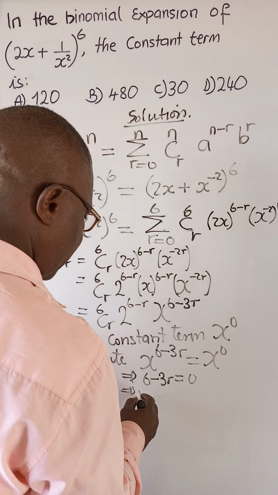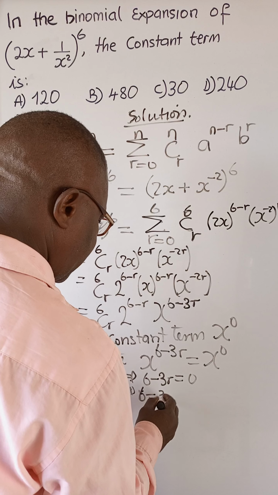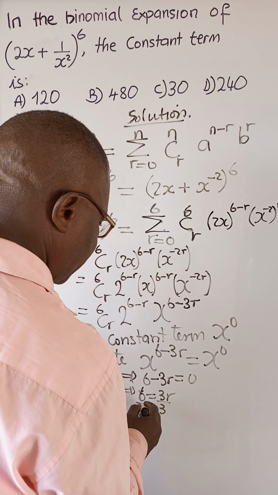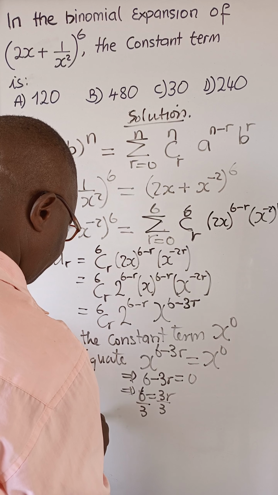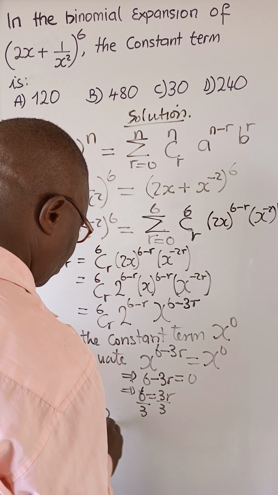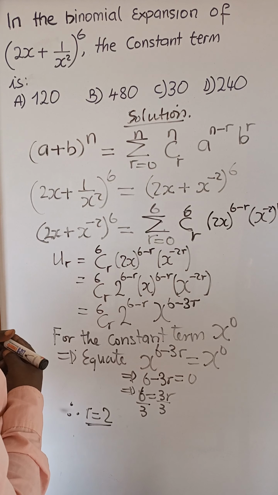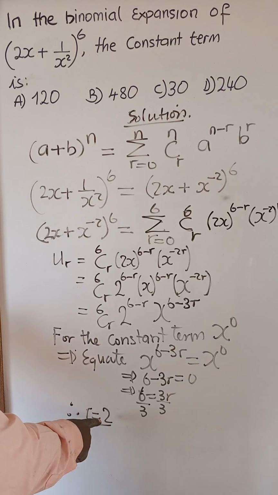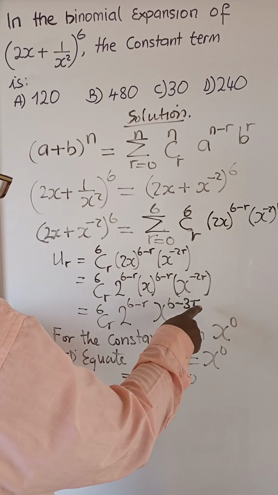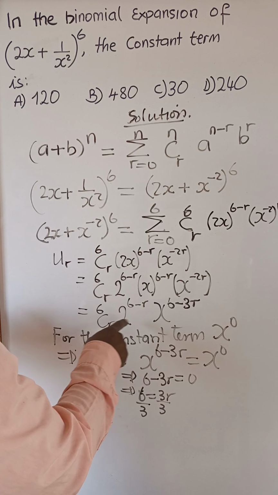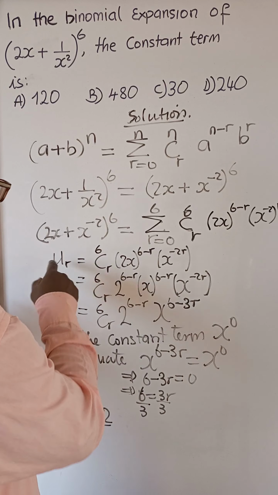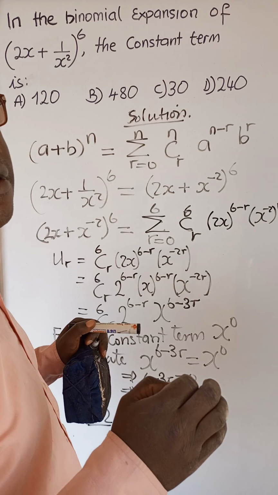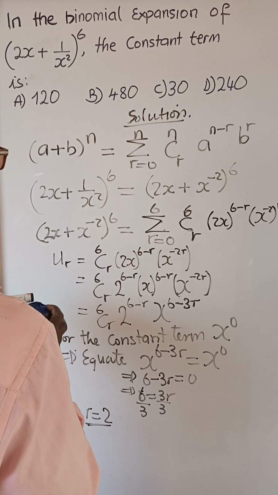So from here we see that 6 is equal to 3r. When we take negative 3r, that will become positive 3r. To have r, we simply divide both sides by 3. Therefore, the r that we require is 2. Now, to get that constant term, we put the value r in this expression of our general term. That will give us a term that is independent of the variable x, which is also known as a constant term. Alright, so let's do that.